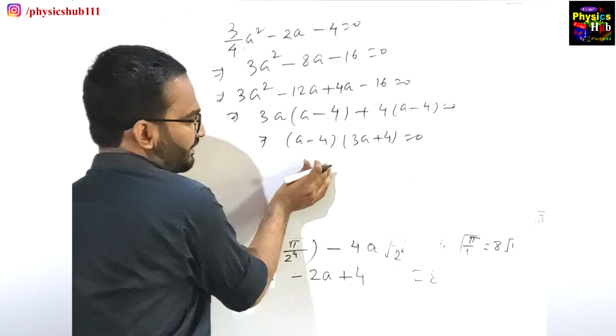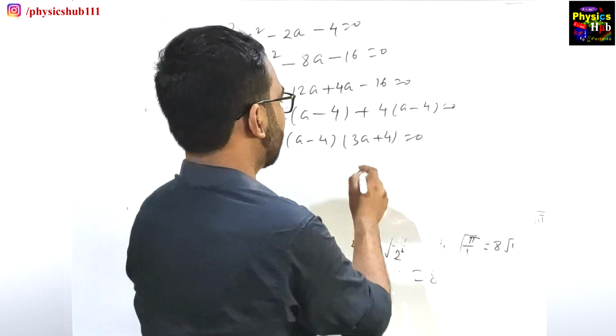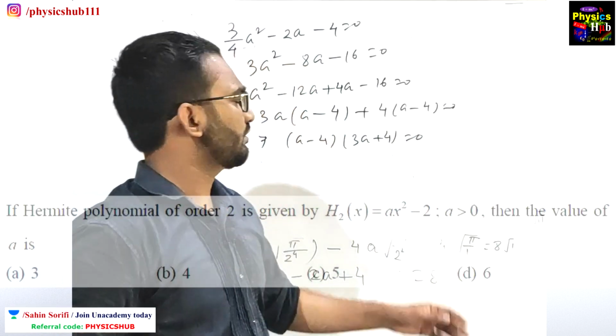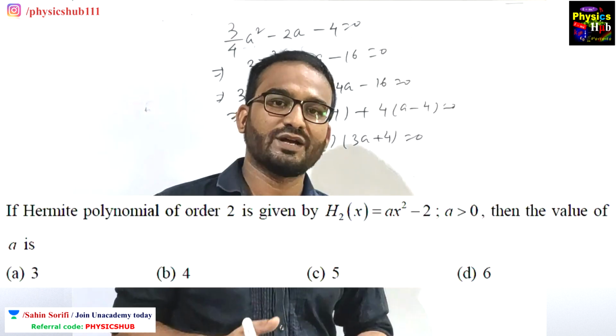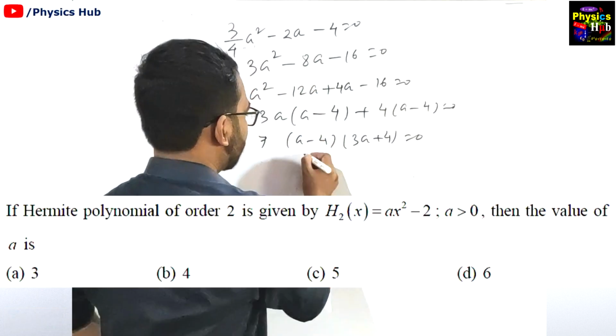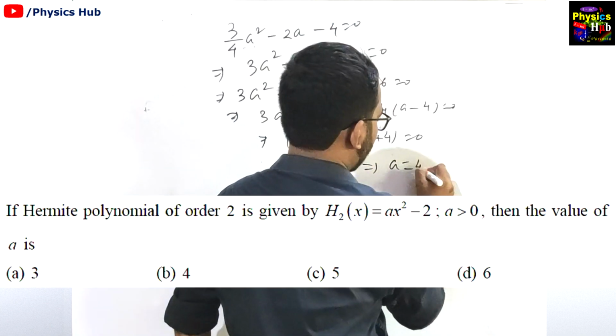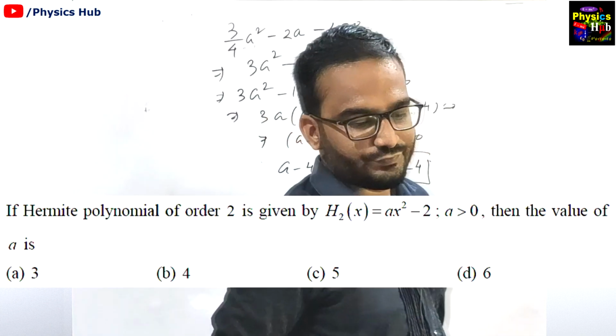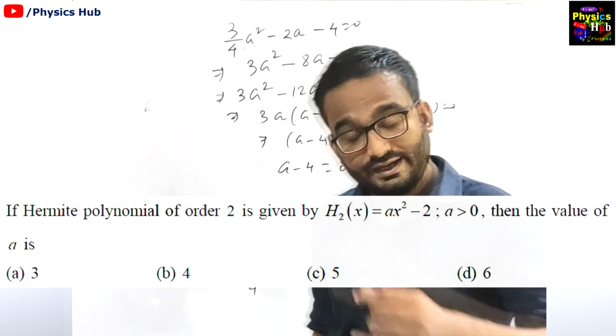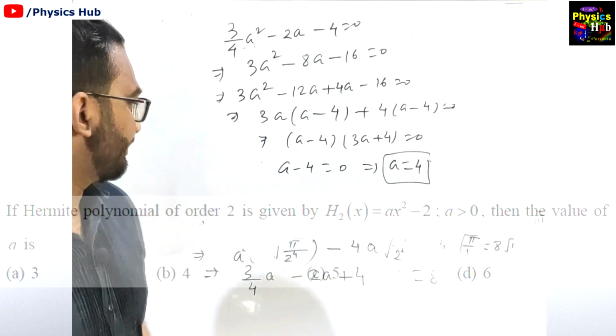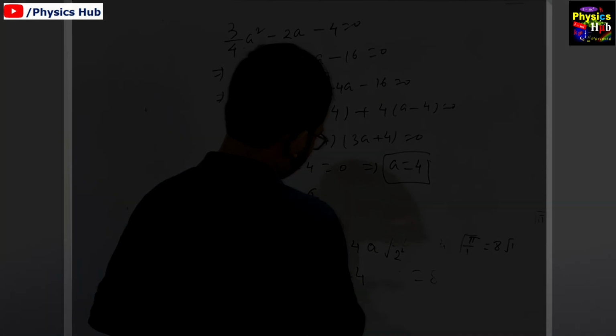So either this can be 0 or this can be 0, but 3a + 4 = 0 will give you a negative value of a. But in the equation it is said that a must be greater than 0, so this solution is not valid. So a - 4 must be 0, and that will give you a = 4. So the value of a is 4, and it is matching with option B. So option B is the correct option.